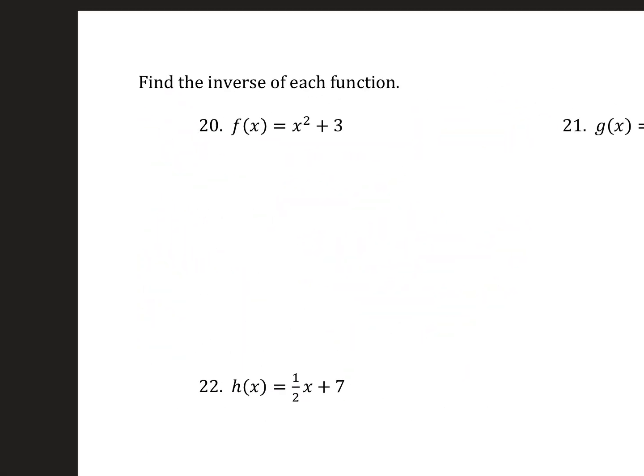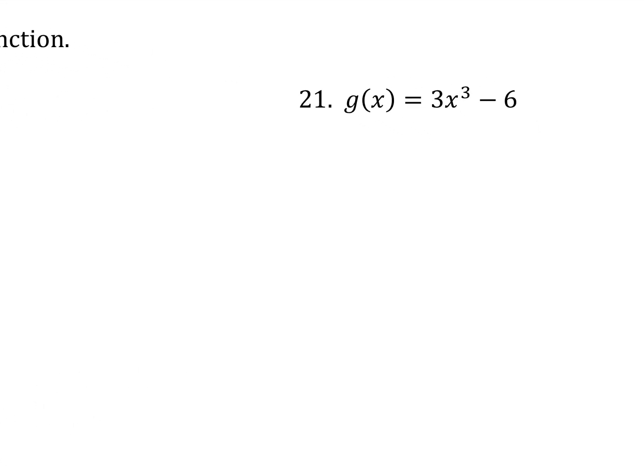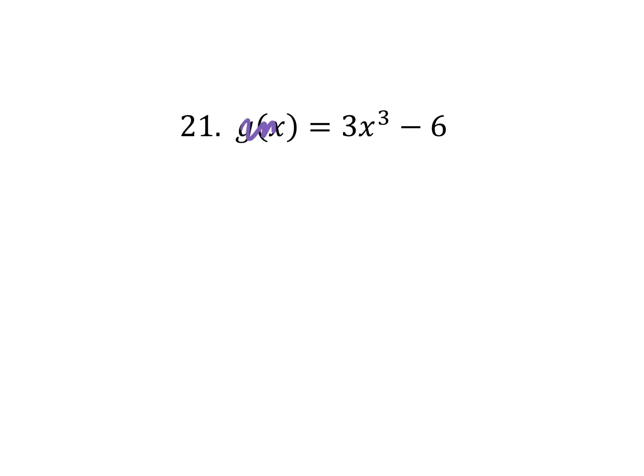Next, we want to find the inverse of each function. Let's do 21. So to find the inverse, we switch our x and y, and then we solve for y. So we have to undo everything on the right side. So first I'm going to add 6. So x plus 6 is equal to 3y cubed.